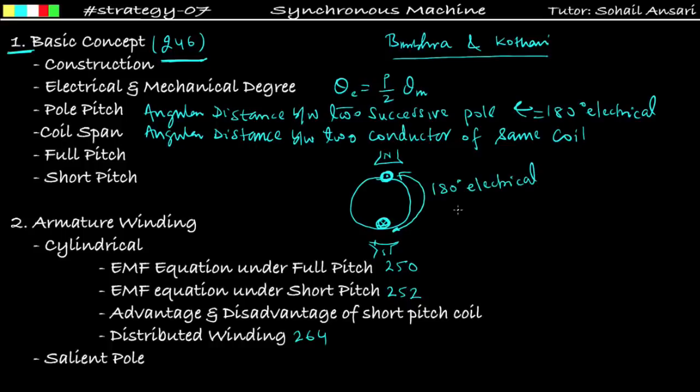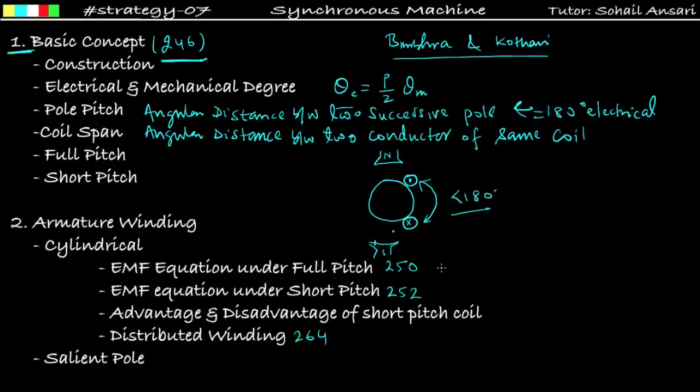Okay, in this case. Now suppose, instead of attaching conductors on the north and south pole, I put a conductor here and a second conductor here. Let us say this is dot and this is cross. Now the coil span will change. This will not be equal to 180 degree, it is less than 180 degree. So coil span will give you an idea of the angular distance between two conductors of the same coil. This is the angular distance.